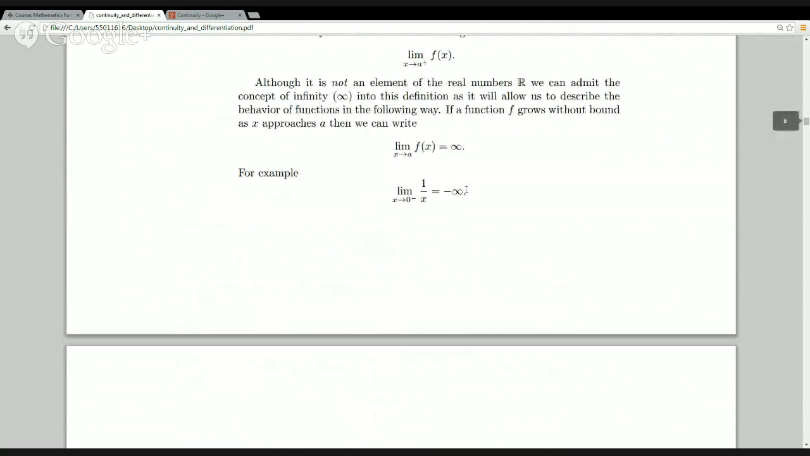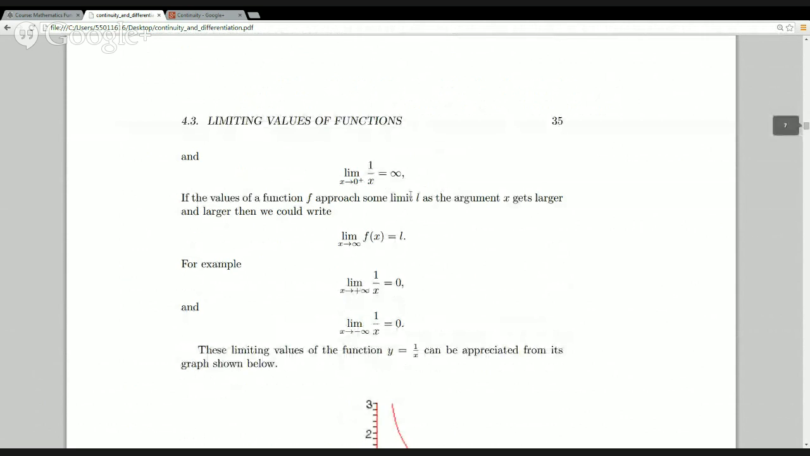So we can express that in the limit notation as saying the limit as x approaches 0 from the left of 1 over x is minus infinity, and the limit as x approaches 0 from the right of 1 over x is equal to plus infinity.